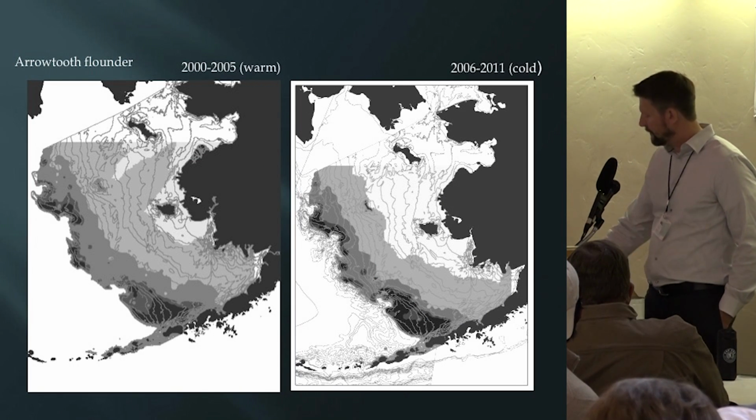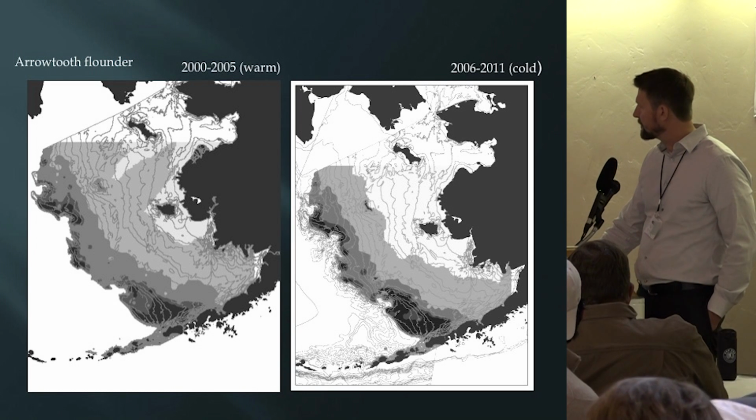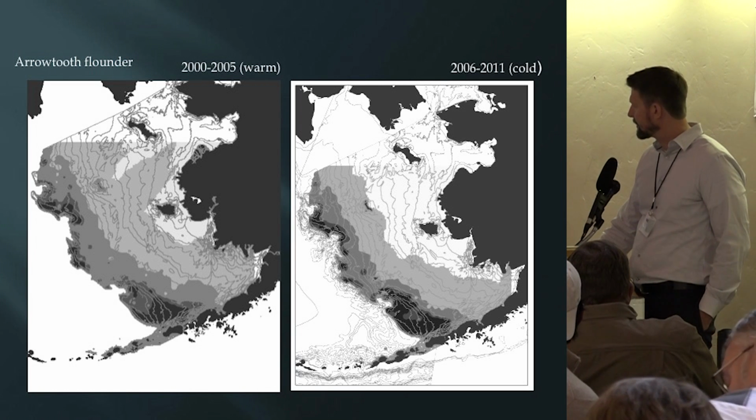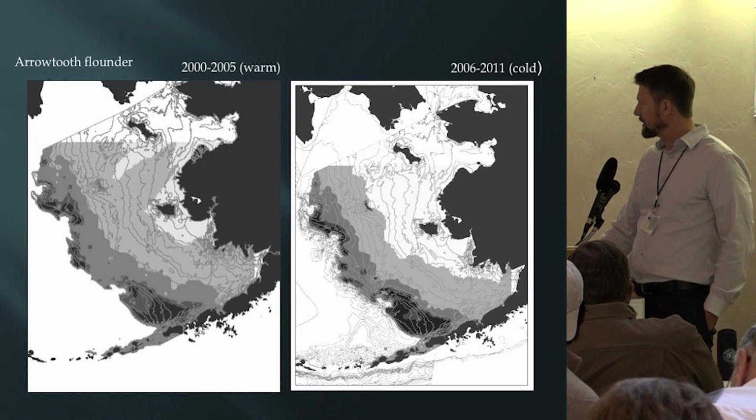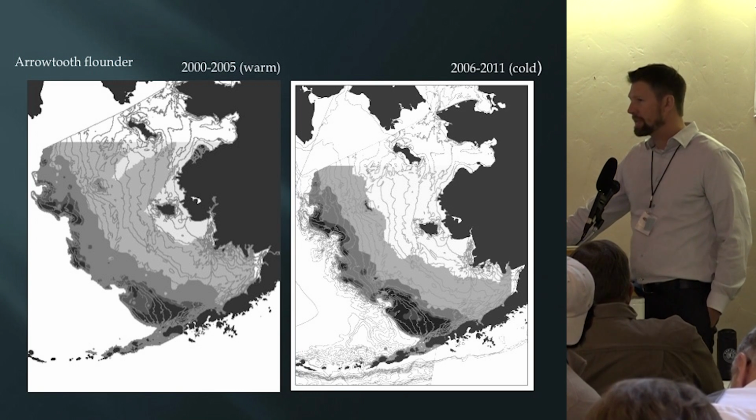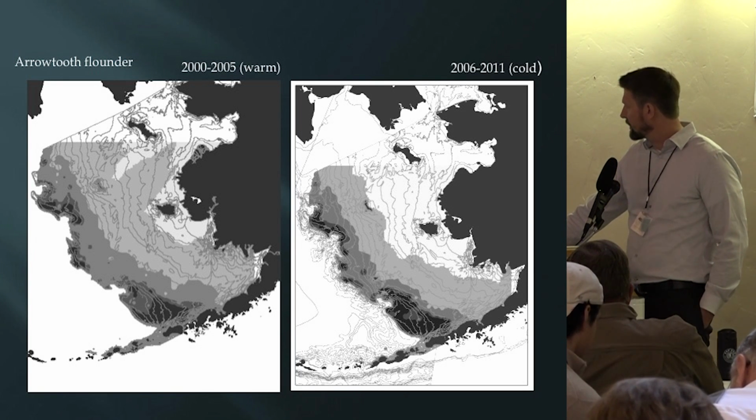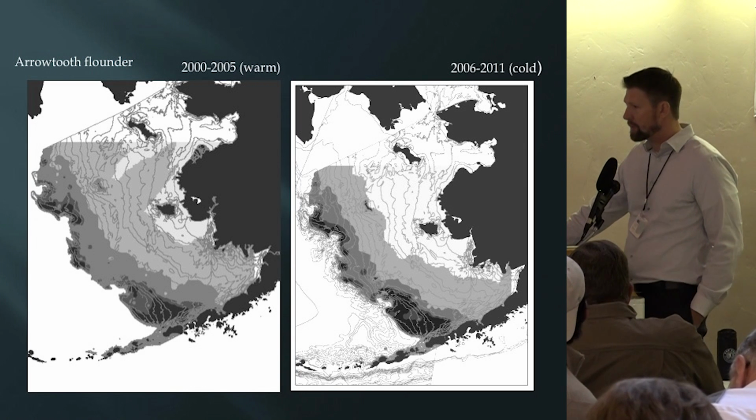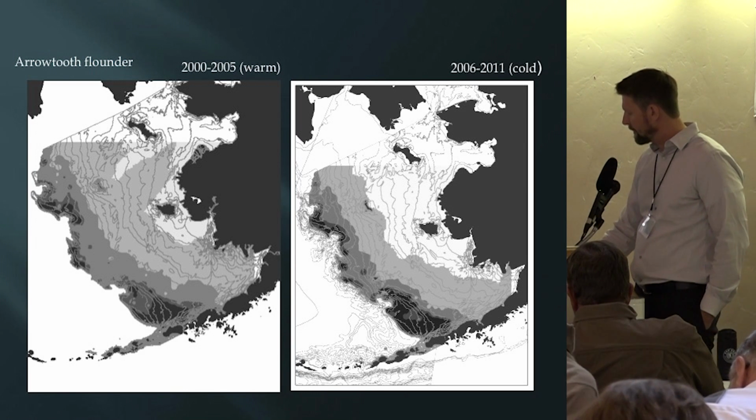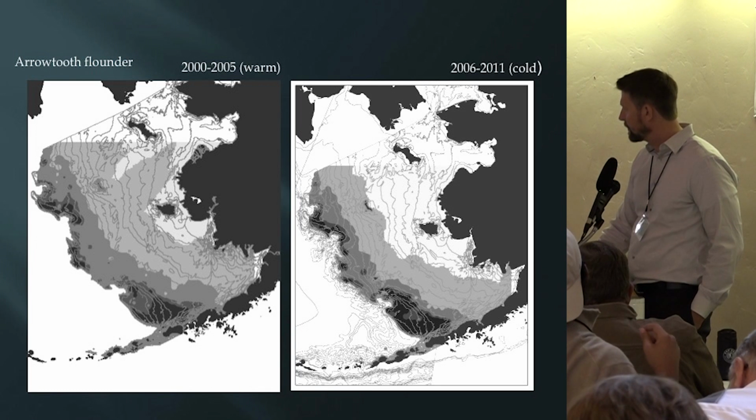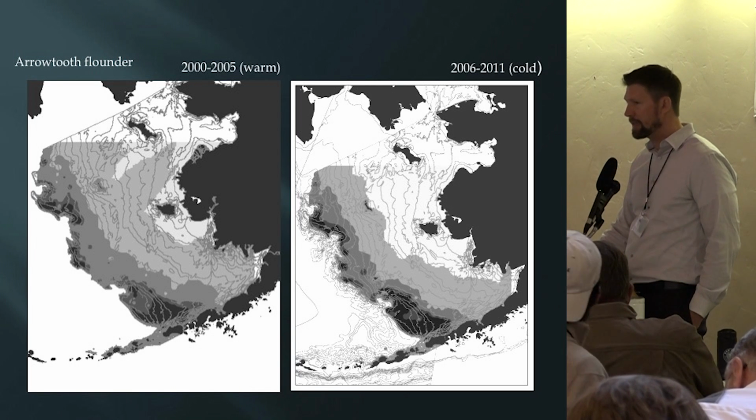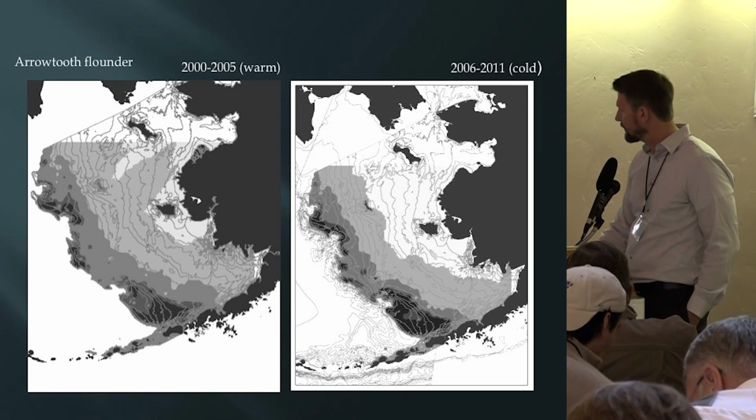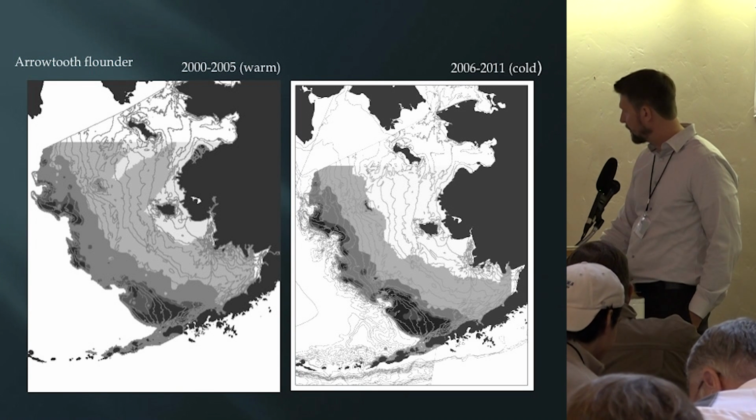If you look at arrowtooth flounder here, the distribution in those warm years on the left versus the cold years, you also have a species that is typically found at depth, but that's largely due to some temperature constraints. And so as you get warmer temperatures, a certain portion of the stock moves into those shallower areas and has an overlap with certain other fish, including forage fish and juvenile pollock.